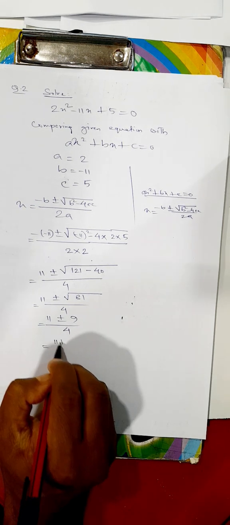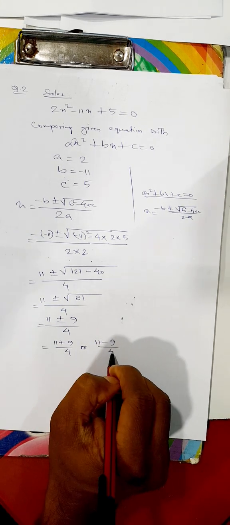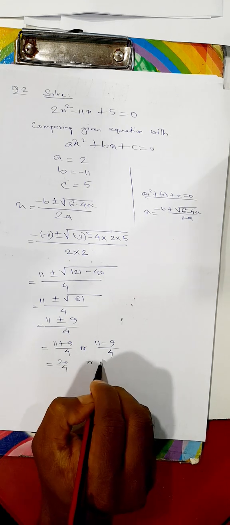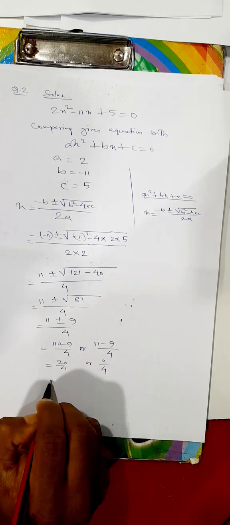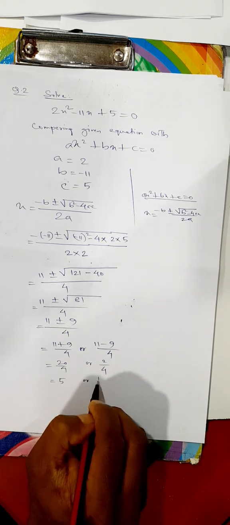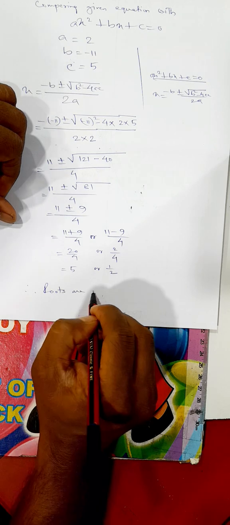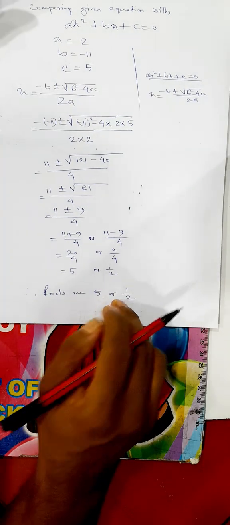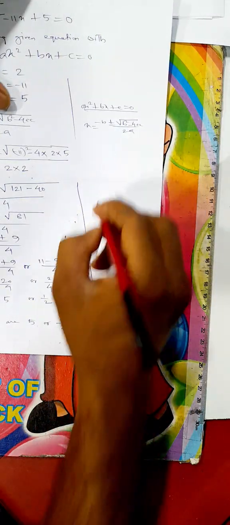So 11 plus 9 by 4 or 11 minus 9 by 4. So 11 plus 9 means 20 by 4. 11 minus 9, 2 by 4. This becomes 5 or half. Therefore, roots are 5 or 1 by 2. Right? These are the roots of the given quadratic equation. Let's check whether it is true or false.